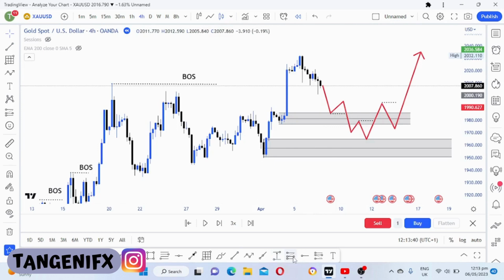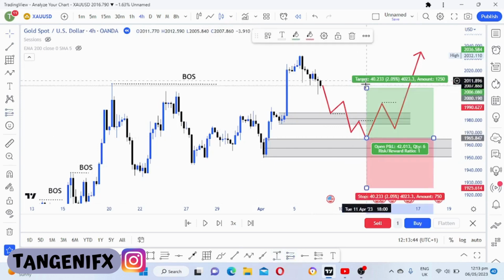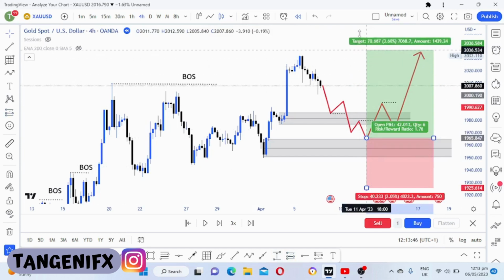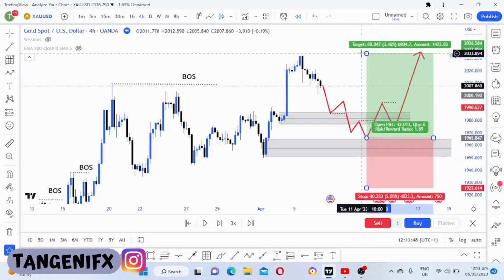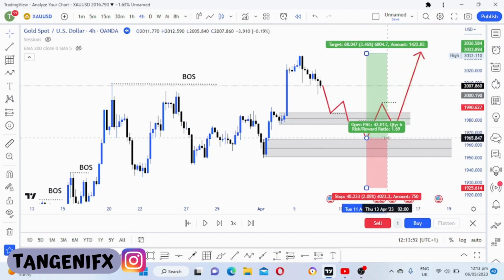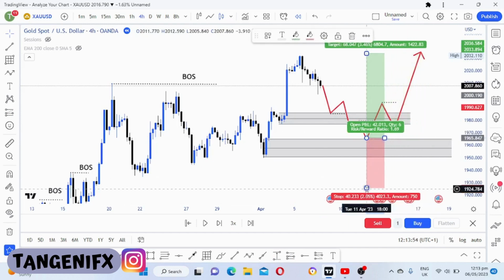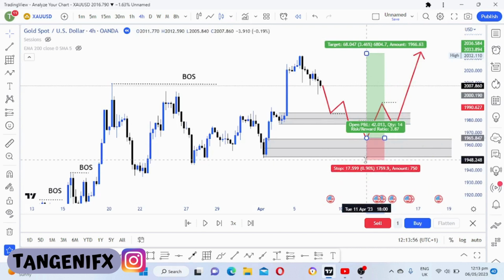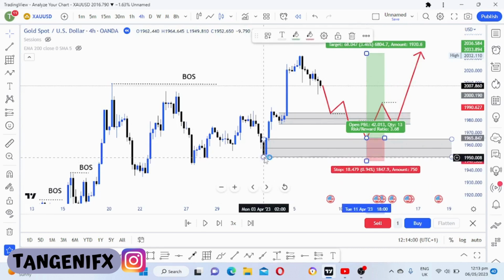You can enter here, guys. Aggressively, you target this higher. As you know, in the uptrend, the higher always goes. So you put your SL, your stop loss, slightly below this zone, this low here.